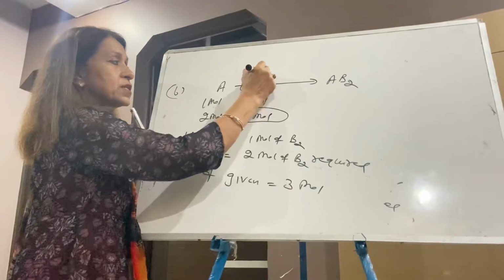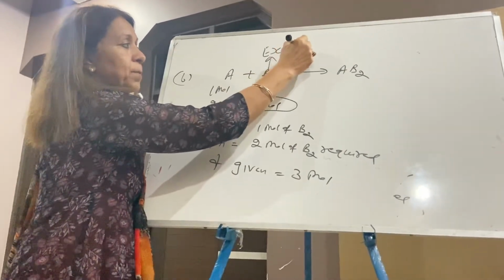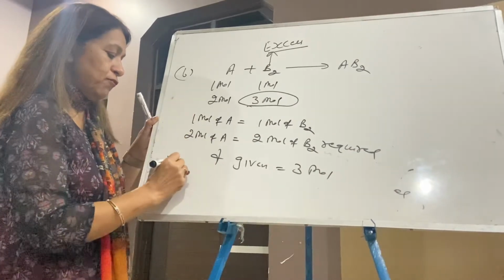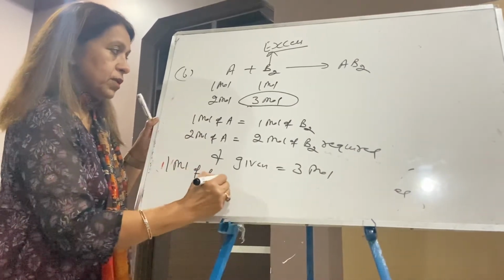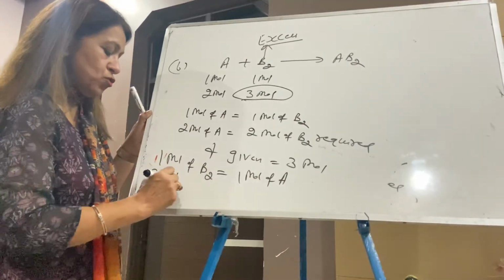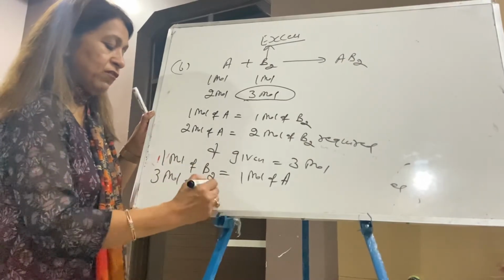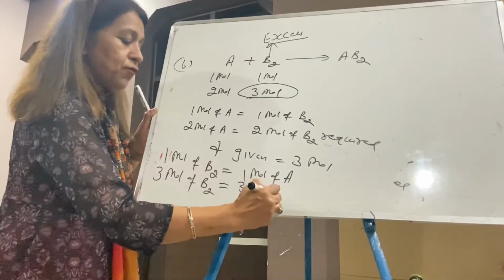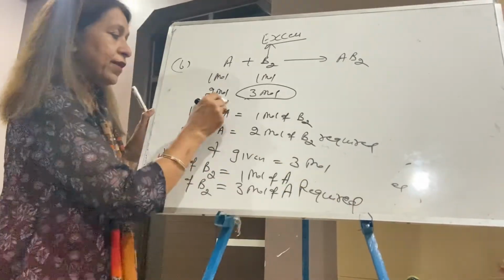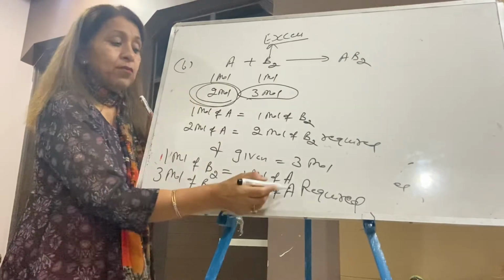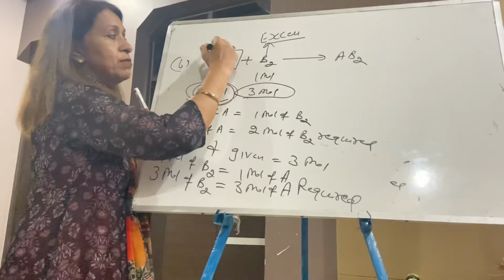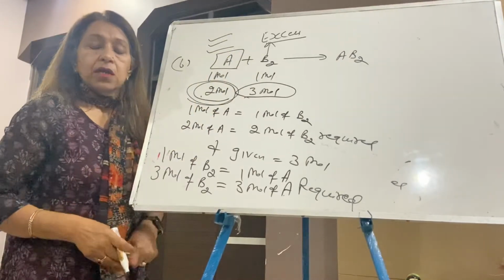So B2 is the excess reactant. The second time, you will apply 1 mole of B2 is equal to 1 mole of A, so 3 mole of B2 needs 3 mole of A. Immediately write required: 3 mole of A required, but the given is 2 mole. Write down this: A is the limiting reactant. The answer is A is the limiting reactant.